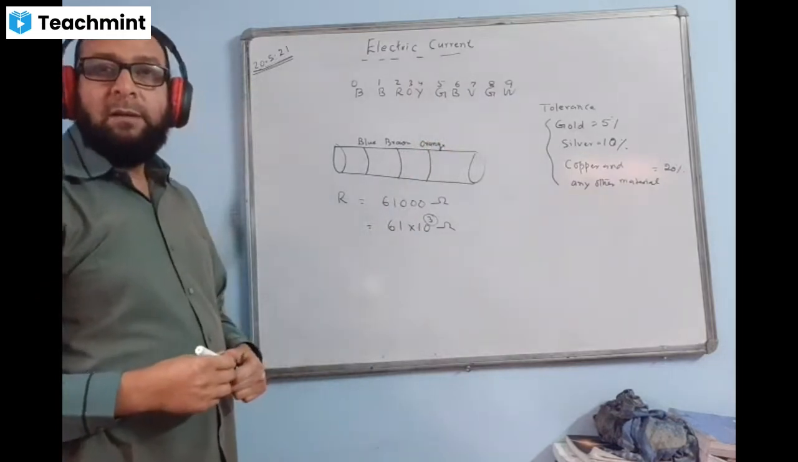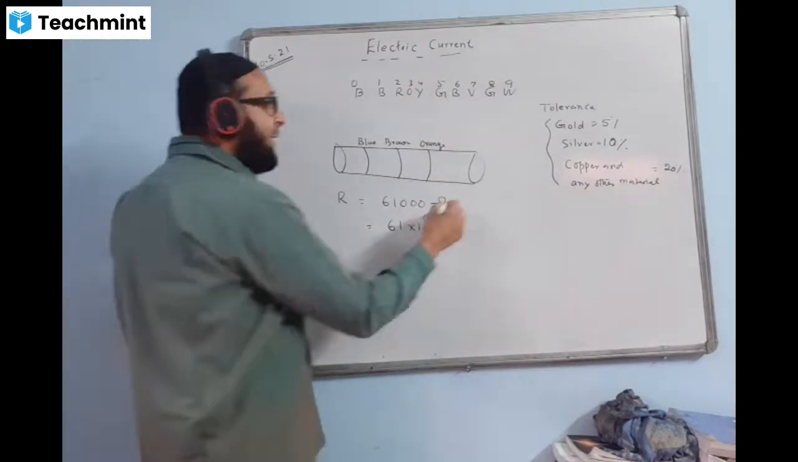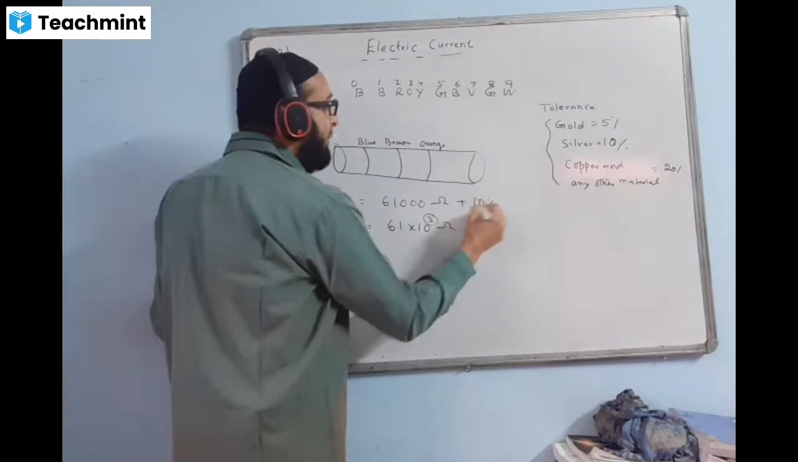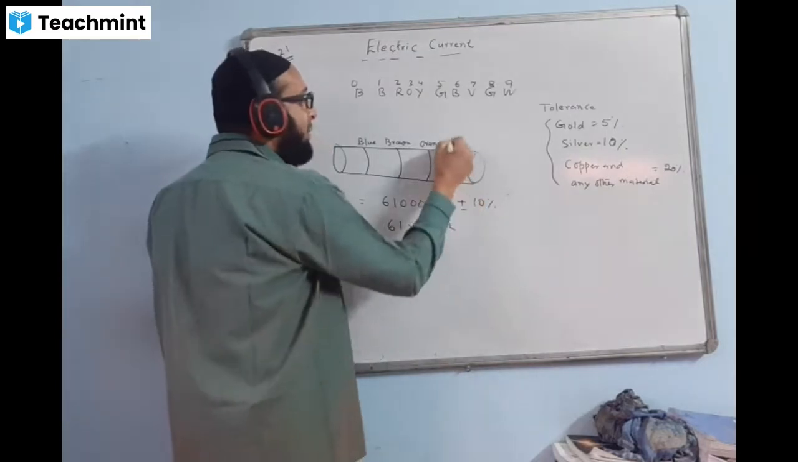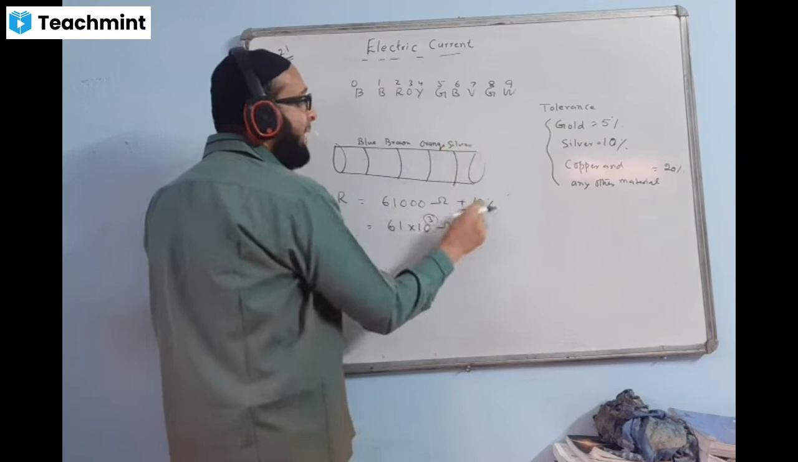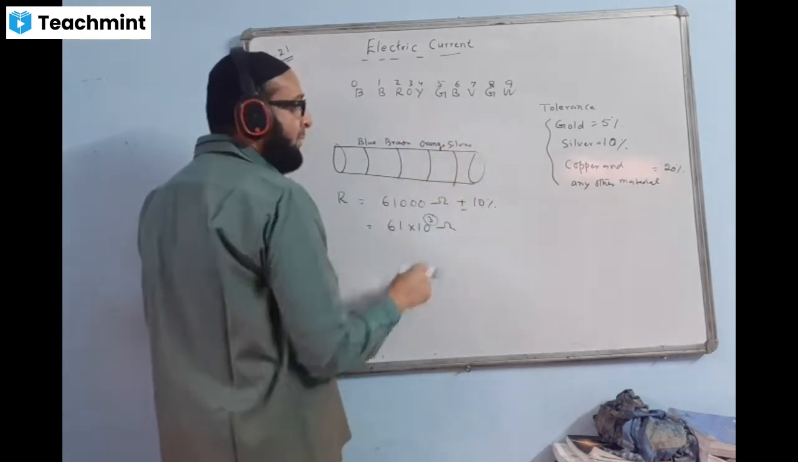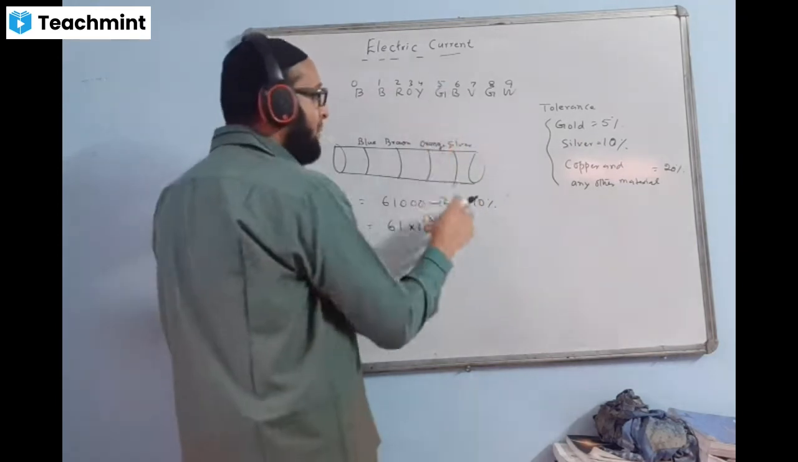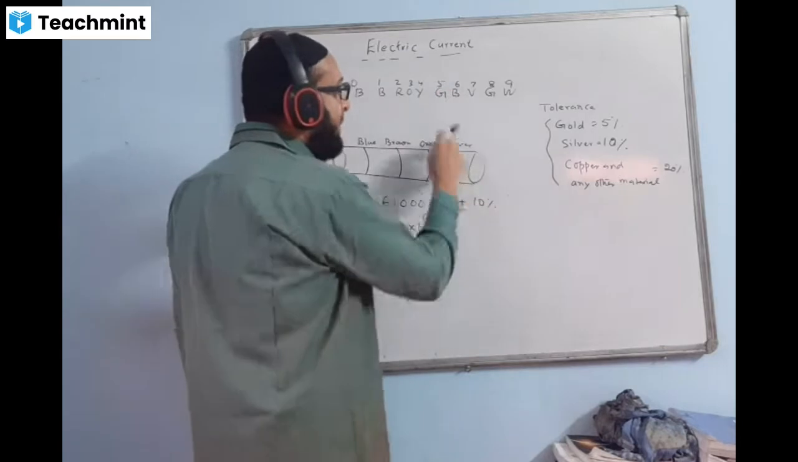Just the opposite of that. And if they write down tolerance here, say plus minus 10%, then I write silver. If they write 5%, then I write gold. If they write 20%, I write copper.